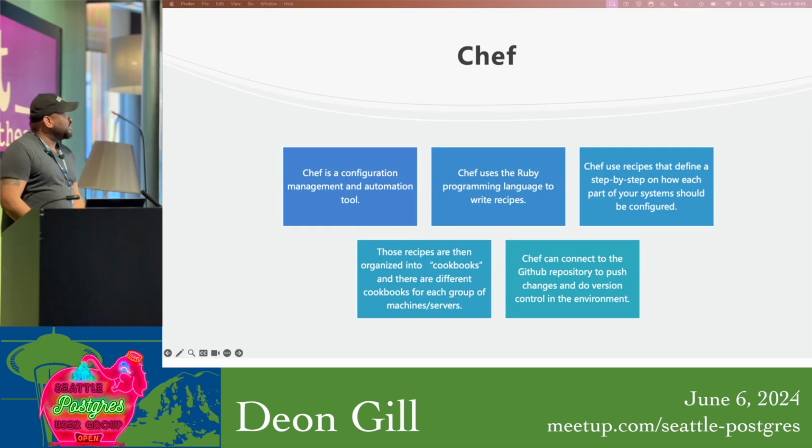So again, recipes are just what you use to define, step by step, how your systems should be configured. And then those recipes are going to be organized into cookbooks. So depending on how you have your stuff set up, you have a cookbook for Postgres, and you can have a cookbook for your workstations. So each one is defined. That's where your recipes are going. That's how it's going to define how those servers are going to be set up, what is going to be put in there, your extensions, how you're compiling everything. And how you use it is Chef connects to your GitHub repository. You're going to be using that to push your changes and then doing version control in your environments.